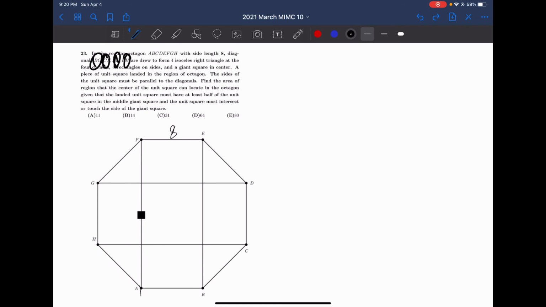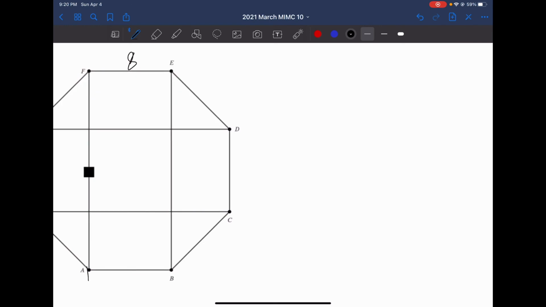So the idea is that there are 4 diagonals and there's a square in the middle. And we want to find the area where the unit square can be located, where at least half of the unit square is in the middle giant square. So basically, let's think of the center of the unit square.